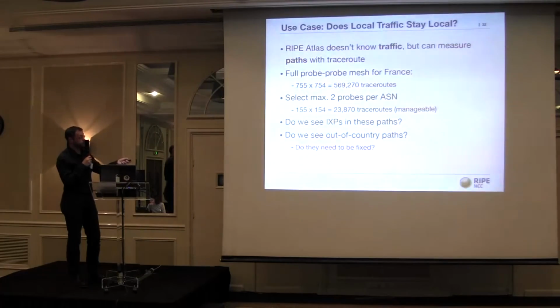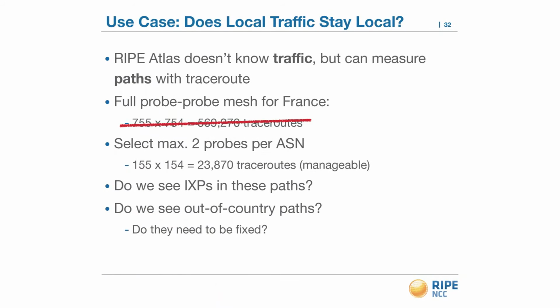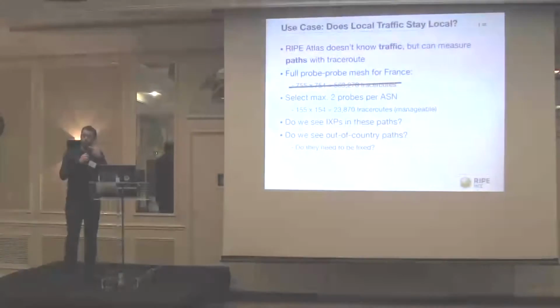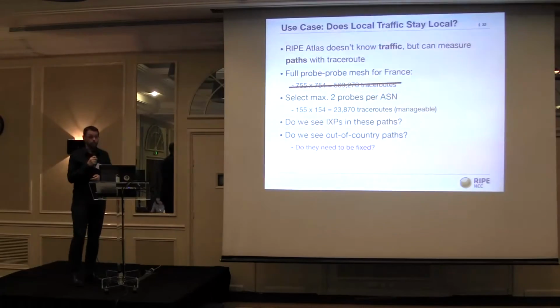So what if we just did traceroutes from all of the RIPE Atlas probes in a country to all the other RIPE Atlas probes in a country? For France, you'd have to do this many traceroutes. That's a lot of traceroutes. I don't want to do that. So let's not do that. It becomes much easier if you only select 2 per ASN, and then if you select a little bit of geographic diversity, for instance, take the probe closest to the capital of the country and the one furthest from the capital, you'll get some geographic diversity as well.